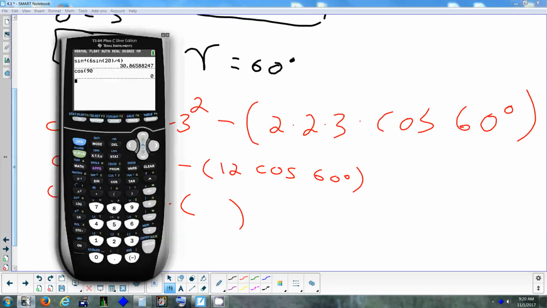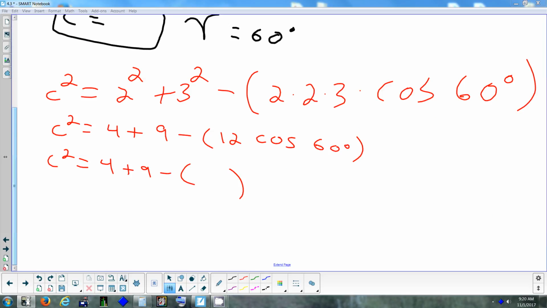Okay, let's see what we get for that. 12 cosine 60 gives me 6. So the cosine of 60 is a half. And half of 12, that's how I got 6. All right. So we get 4 plus 9. Connor, what's that going to give me? 13. Minus 6. 13 minus 6 is going to give me 7.